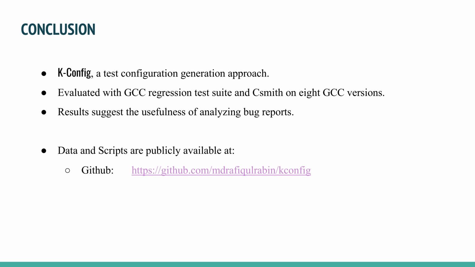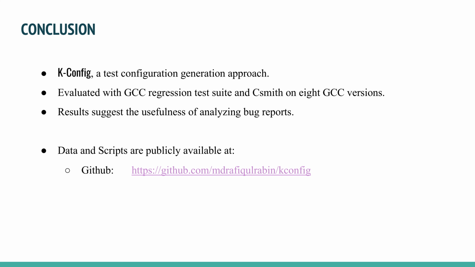So, conclusion. This paper proposes kconfig, a test configuration generation approach that uses the code snippets in bug reports to guide the test generation of Csmith. Given a seed test suite and a configurable test generator, kconfig computes a configuration for the test generator. We extensively evaluate kconfig with the GCC regression test suite and Csmith on 8 different versions of GCC, including the trunk version. The results suggest that analyzing bug reports in the generation of new test programs can help us find more interesting test programs.